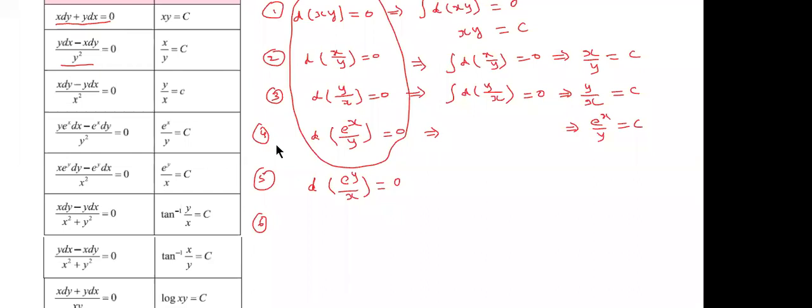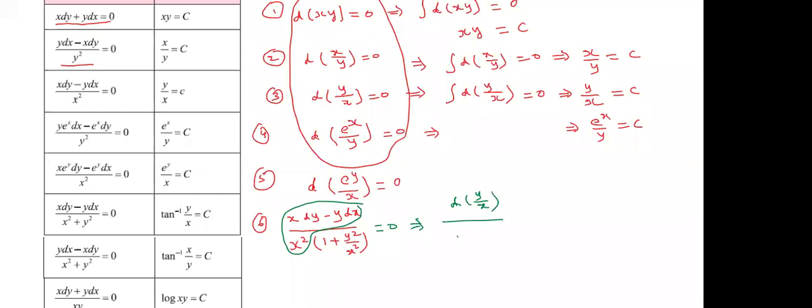Okay. Now see the sixth one. How to write this? In the denominator, take x square common. You will get x square into 1 plus y square by x square. The numerator is x dy minus y dx. Okay. Now this total part, how to write, students? That is the derivative of y by x divided by 1 plus y by x whole square is equal to 0.